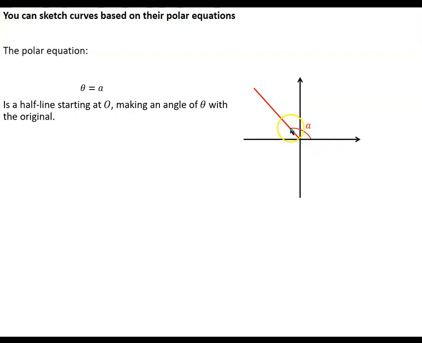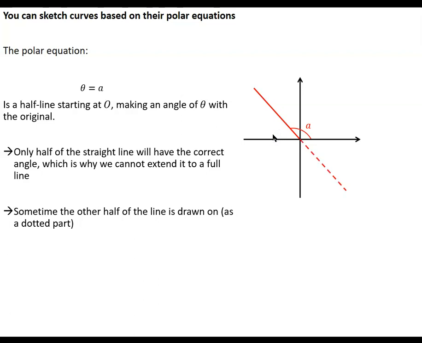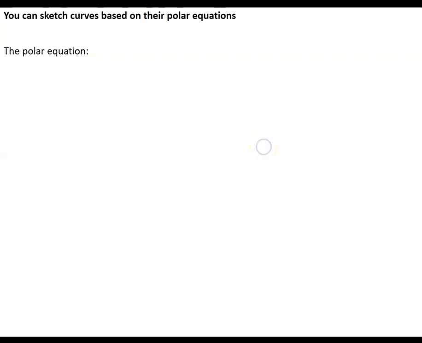The positive x-axis. So you'll note here that I've just drawn a half line. That's because that's the only part that will have the correct angle, which is why it doesn't extend to a full line. Sometimes we can put the dotty part in. The polar equation r equals a theta is a spiral which starts at the origin.